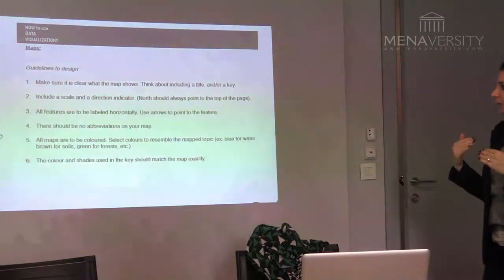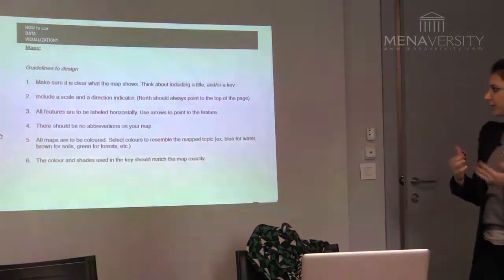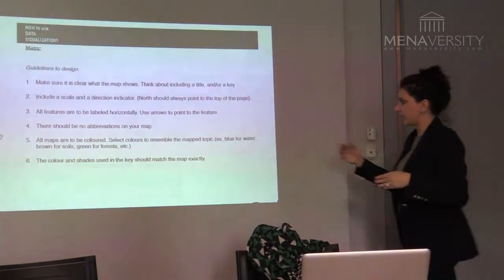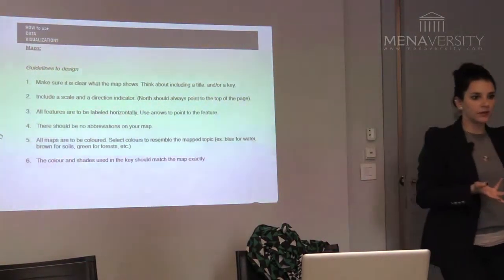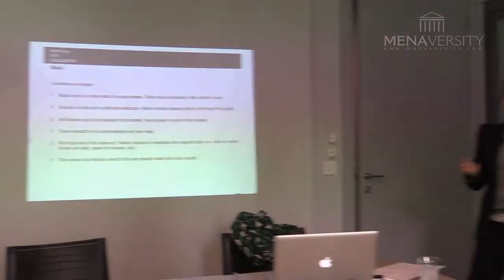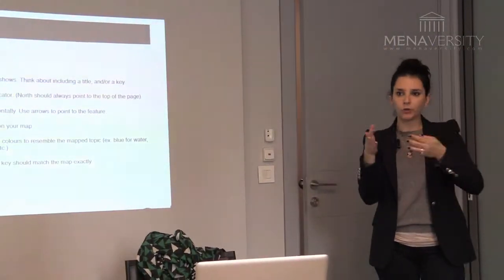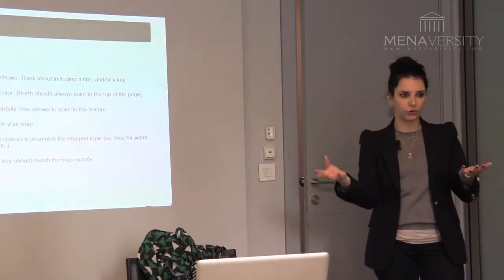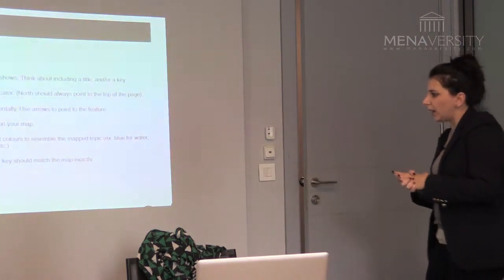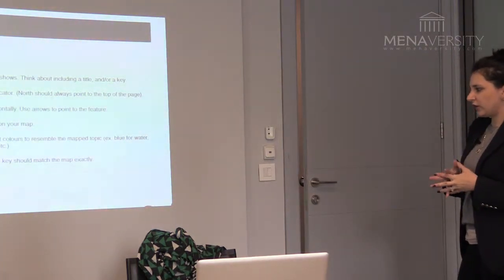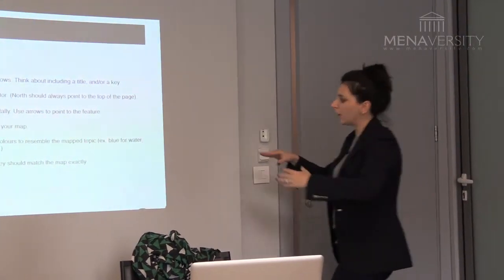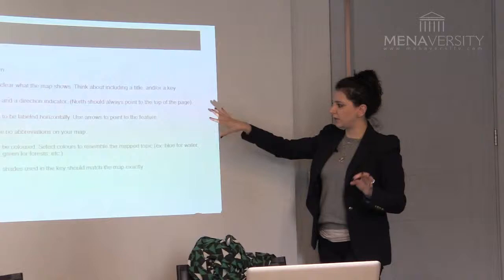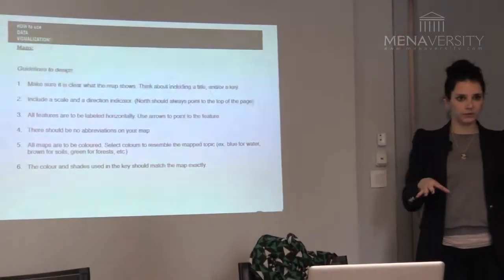All maps are to be colored. Select colors to resemble the map topic. For example, blue for water, brown for soil, green for forest. Don't use blue to say forest, for example, because we all are used to having blue for water, right? The colors and shades used in the key should match the map exactly. So it's not that I use colors on the map and then suddenly the legend says something completely different.